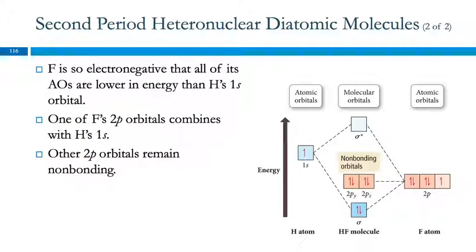Here's looking at 2 even more dissimilar elements, hydrogen and fluorine. Here's hydrogen's 1s electron, and here's the 2p electrons for fluorine. Fluorine is so electronegative that its 2p orbitals are actually lower in energy than hydrogen's 1s orbital. Well, it seems like that should be wrong, but it is what it is.